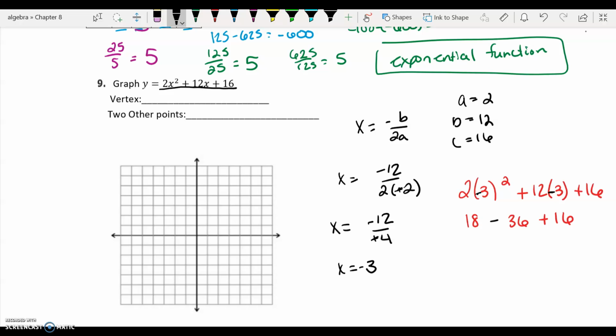So that's going to keep 18 the same. It's going to change it to a negative 36 and then plus 16. So that ends up being 34 minus 36, which is negative 2. So my vertex is negative 3, negative 2. So I would graph that. Don't forget your axis of symmetry is also here.